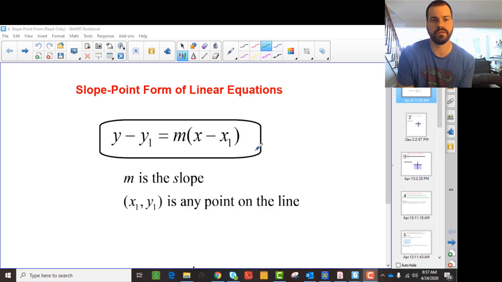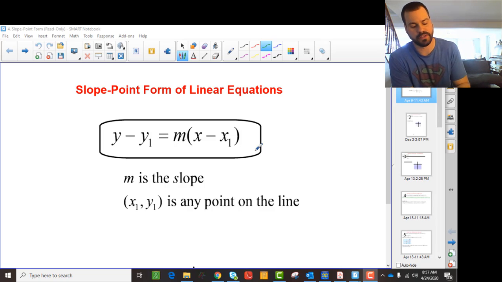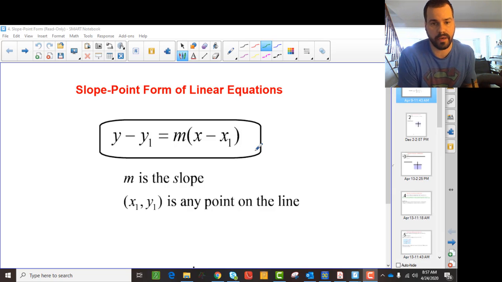And the idea really is that the slope-intercept form, which we talked about in the previous video, requires that you have the y-intercept. So it requires a particular point. This form requires only that you have a point on the line. All right? So it's y minus y1 equals m onto x minus x1, where m is still the slope, but x1, y1 is just any point that's on the line.